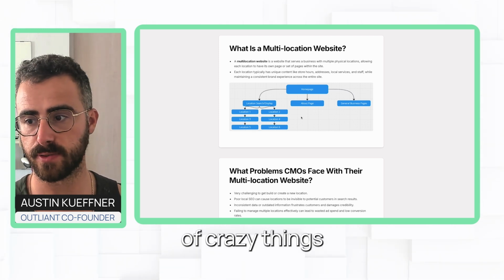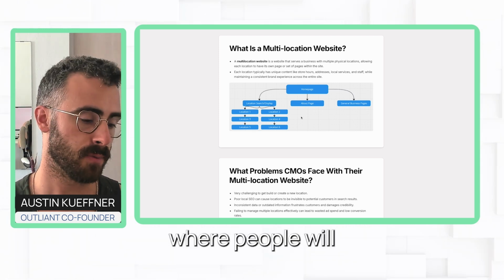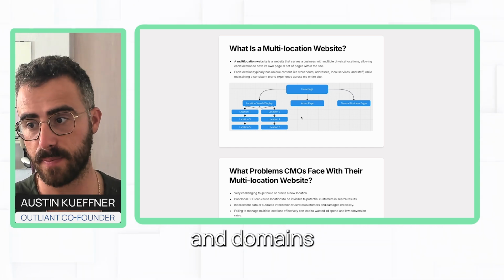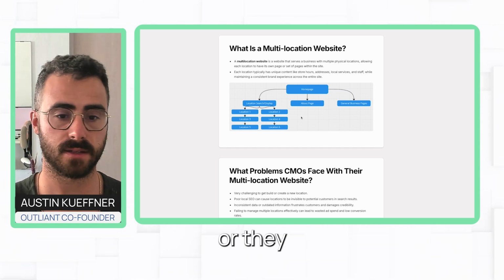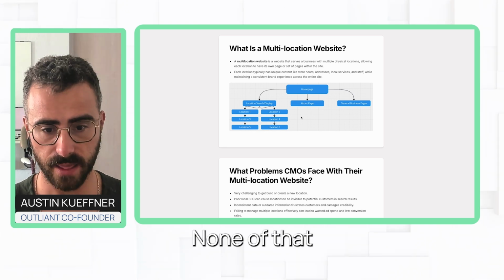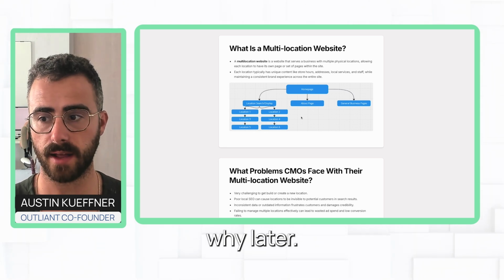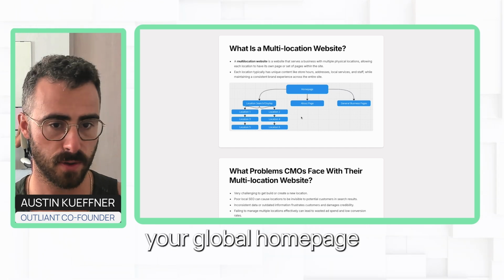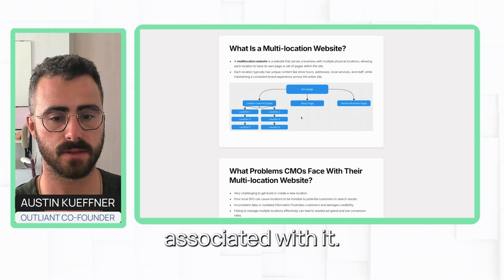We see all sorts of crazy things where people will literally create new websites and domains for each of their locations, or they create subdomains. None of that is optimal. I'll tell you a little bit why later. This is the most optimal strategy. You have your global homepage and then all of your locations associated with it.